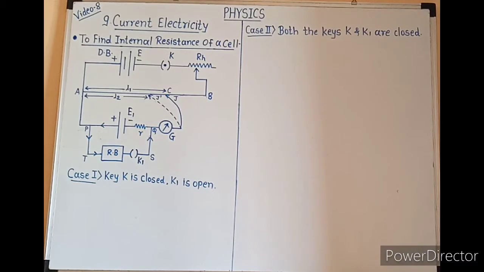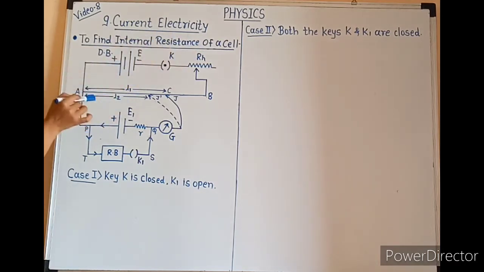In the last session, we have seen how to compare the EMF of two cells by using the sum and difference method. So, in this session, we will see how to find the internal resistance of a cell. This is the circuit diagram to find the internal resistance of a cell.